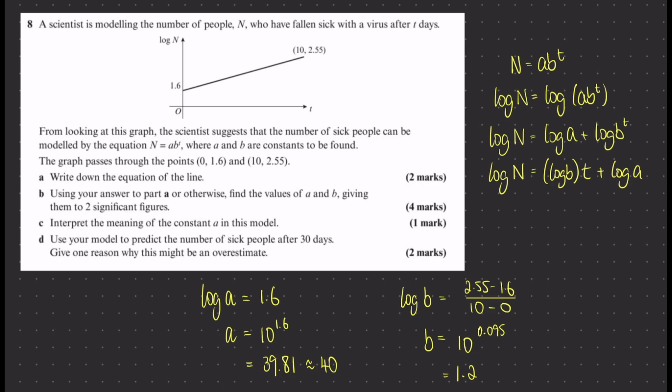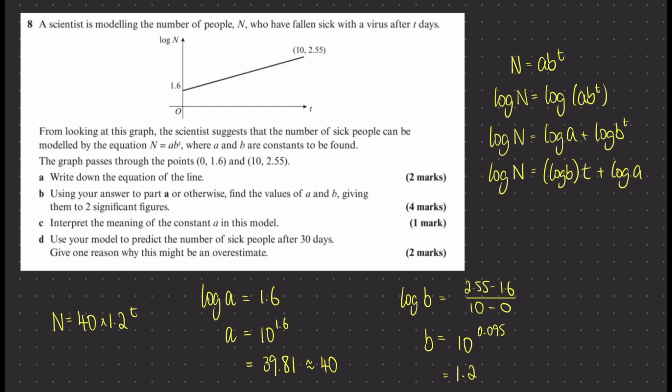So now we have to interpret the meaning. So we're going to have to go back and understand what all of these variables mean. N is the number of people who have fallen sick, T is the number of days. So when T is 0, we know that we're going to be at the y-intercept. So A in this case is going to represent the initial number of people who have fallen sick. We can now replace A and B in our original equation. N equals 40 times 1.2 to the power of t.